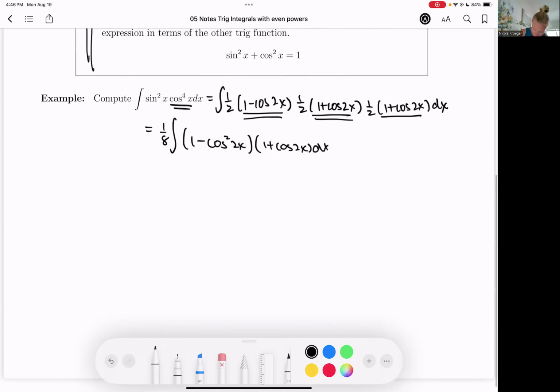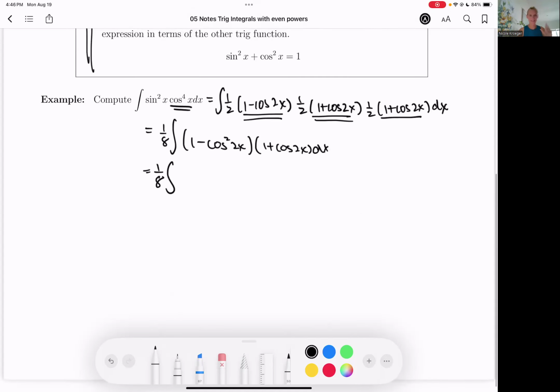Okay, now I'm just going to have to keep multiplying out. This is why these get messy when both sine and cosine are to higher powers and they're both even, because there's a lot of multiplication that has to happen. Okay, so if I FOIL now, I'm going to have 1 plus cosine 2x minus cosine squared 2x minus cosine cubed 2x. And now we're just going to antidifferentiate.